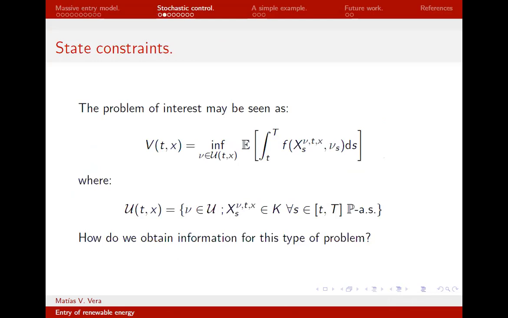So the problem of interest may be seen as this one, which is to minimize the running cost expectation, given by staying in the set for all time, P almost surely. Okay? So how do we get the information to solve this problem? Well, actually, this is not a new problem, of course. And there are results behind it.